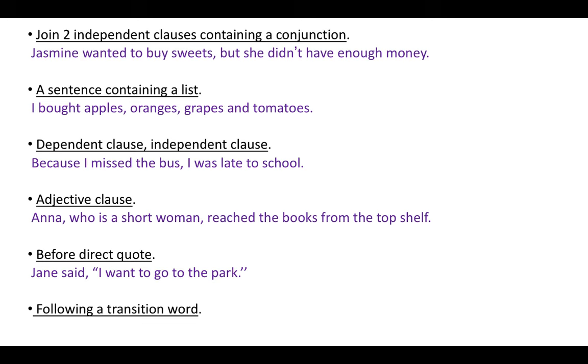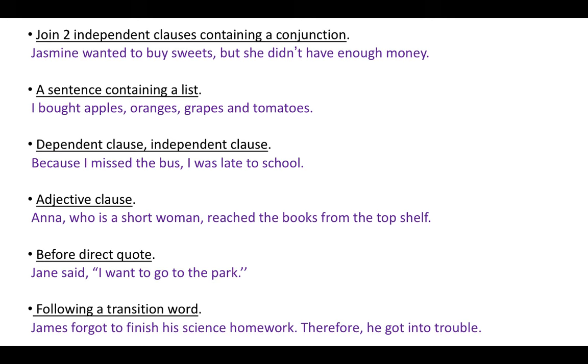An example of a comma used following a transition word includes: James forgot to finish his science homework. Therefore, he got into trouble. The transition word is therefore, and the comma comes after the transition word. Other examples of transition words include however, yet, but, etc. There are many more.